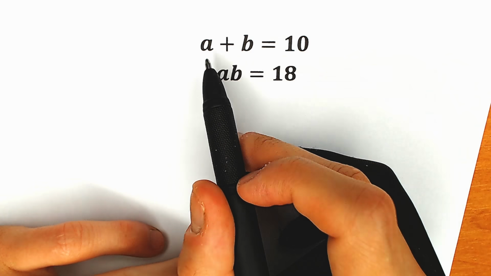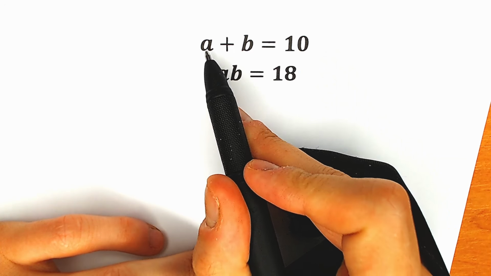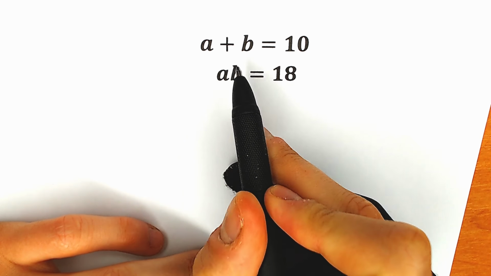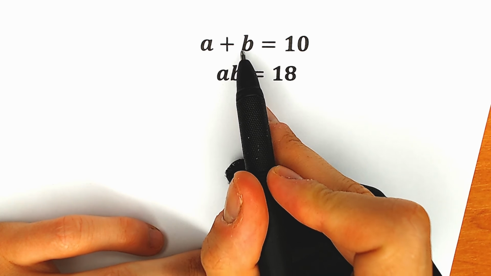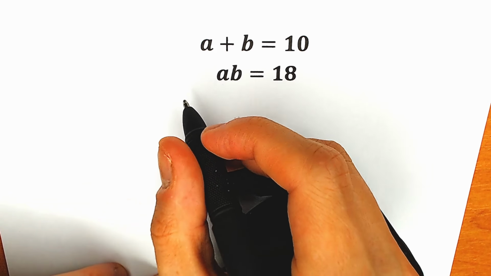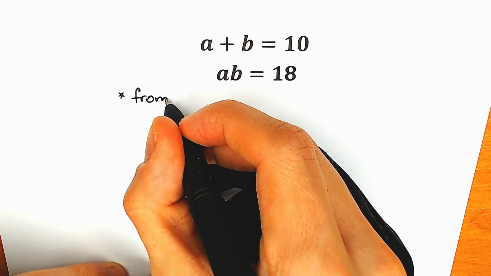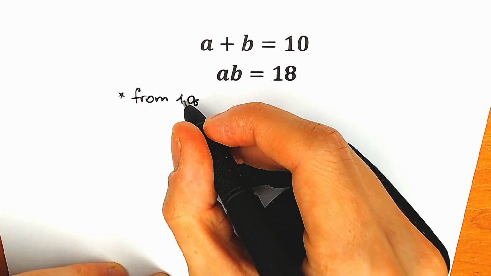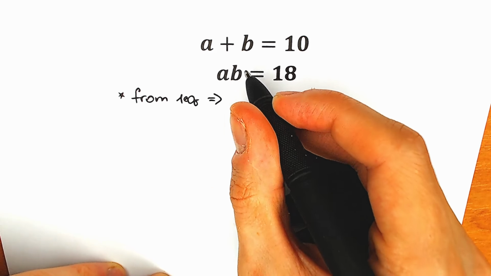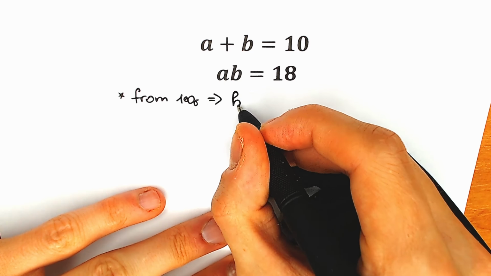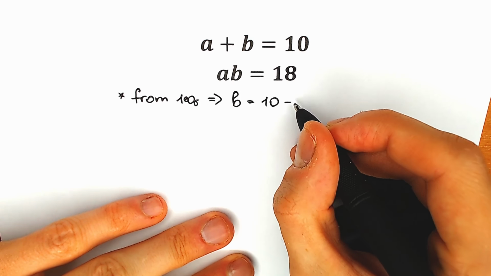Okay, so first of all, because we have only two equations, from the first equation, let's express our b. So b equals 10 minus a. Okay, so let's underline it. This is our first equation. So from the first equation, what do we have? We have b equals 10 minus a.